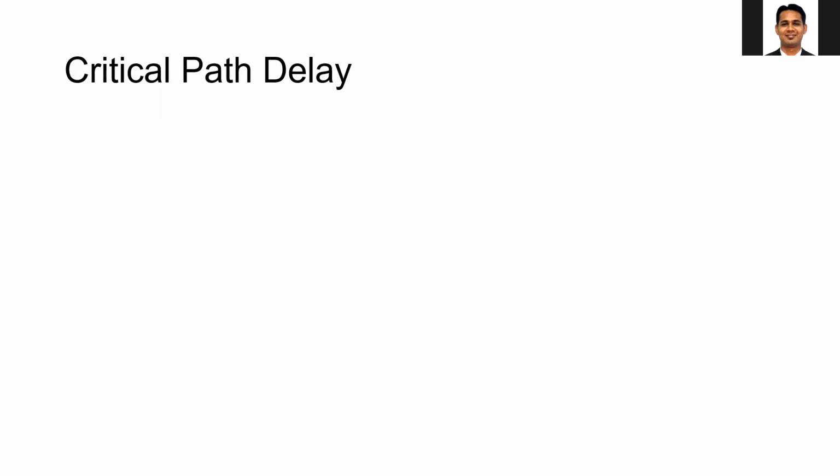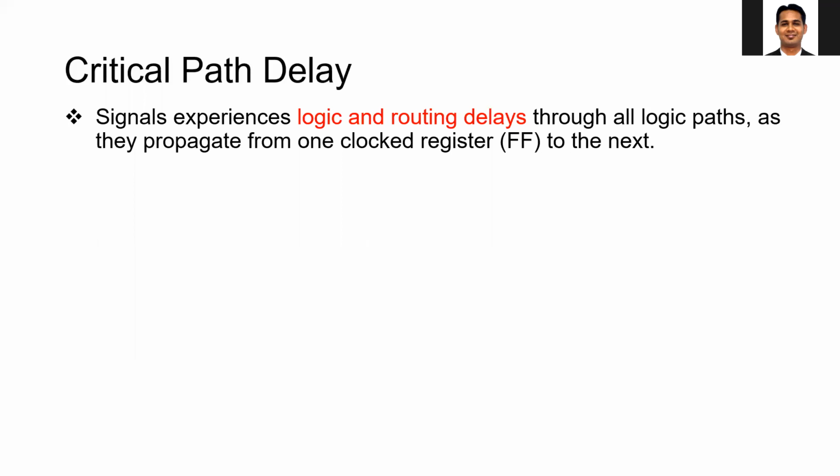To understand that, we need to understand the critical path of a circuit and the critical path delay. Signals experience logic and routing delay through all the logic paths as they propagate from one clock register to another. For example, when the signal propagates from the launching flip-flop to the capturing flip-flop, it will pass through the combinational circuit, and the combinational circuit will introduce some logical delay because of the gates which are there, and routing delay because of the distance traveled between the gates or between the arithmetic circuits.